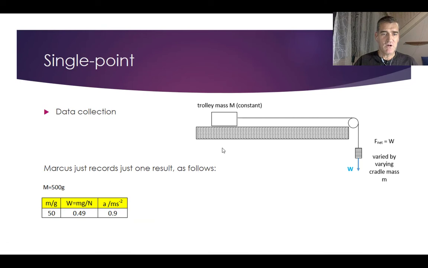And let's do this. Marcus is a hypothetical student in a group of three students who just uses one result and says, look, okay, we can verify Newton's second law, because we can measure the acceleration, we can determine by calculation the net force, and we can see whether net force is equal to mass times acceleration using the data. So this data here would be realistic for a mass of 500 grams here, and for us a mass of 50 grams here. The weight would be mass times gravity, which is 0.05 kilograms times 9.8, which gives us 0.49.